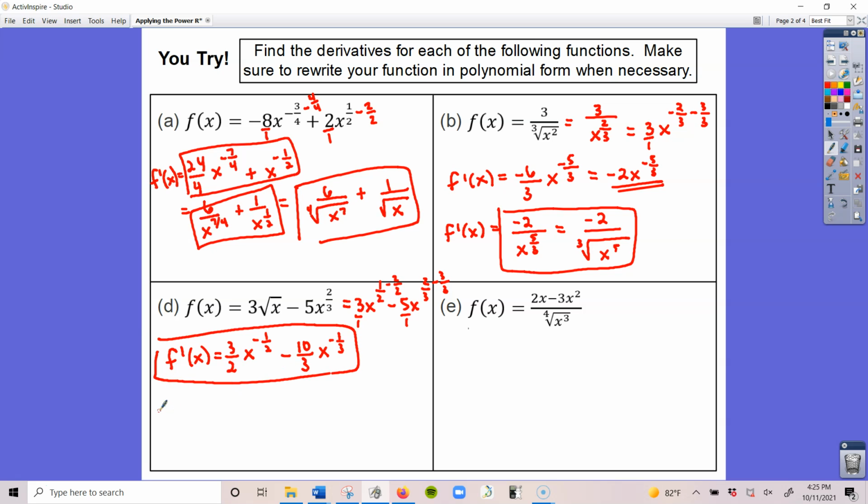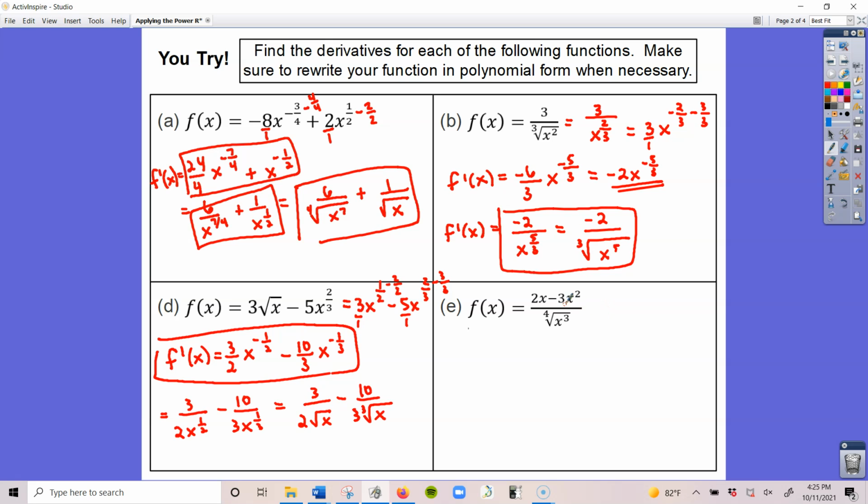And again, just for other acceptable answers, this could also be written as 3 over 2x to the 1/2 minus 10 over 3x to the 1/3. And if we were to write this with roots, this would be 3 over 2 square root of x minus 10 over 3 cube root of x.